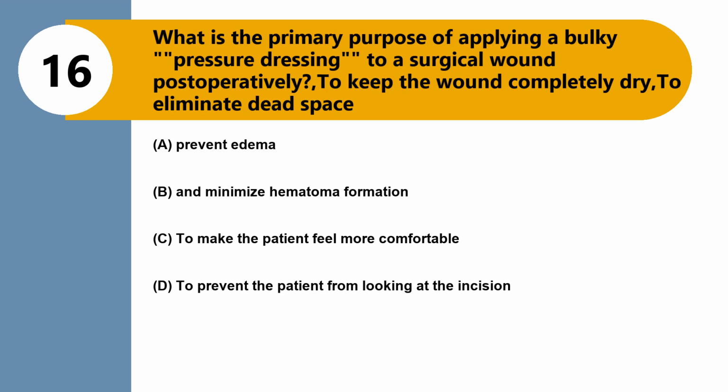Question 16. What is the primary purpose of applying a bulky pressure dressing to a surgical wound postoperatively? To keep the wound completely dry, to eliminate dead space. Option A, prevent edema. Option B, and minimize hematoma formation. Option C, to make the patient feel more comfortable. Option D, to prevent the patient from looking at the incision. The correct answer is option B, and minimize hematoma formation.